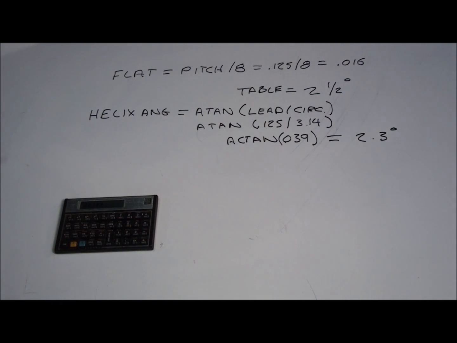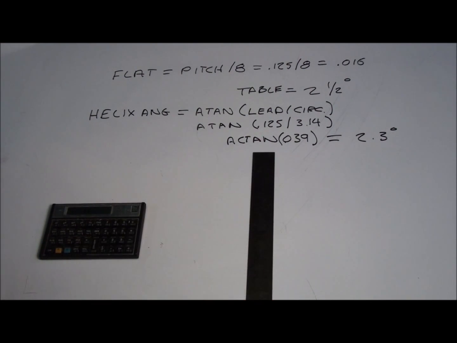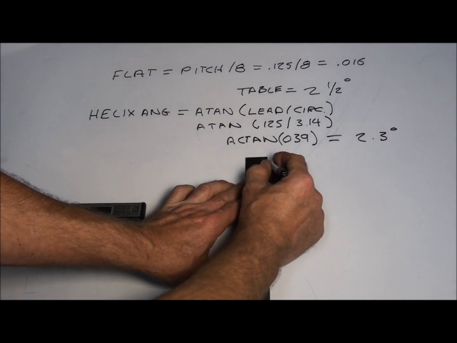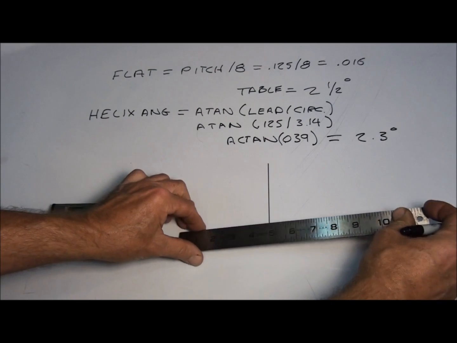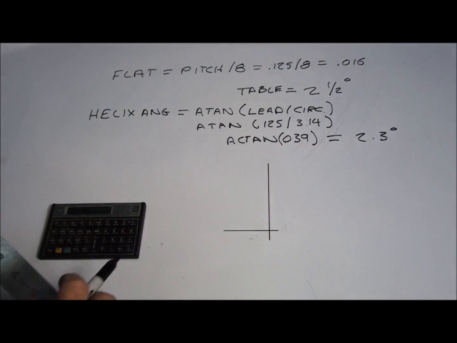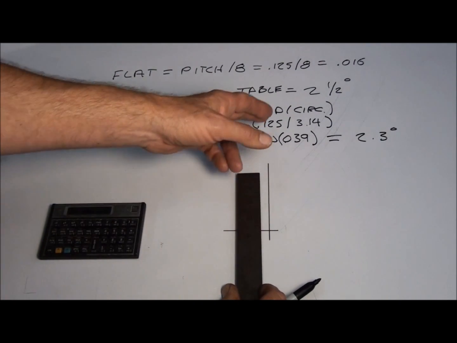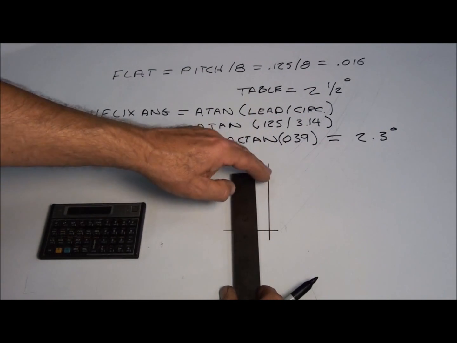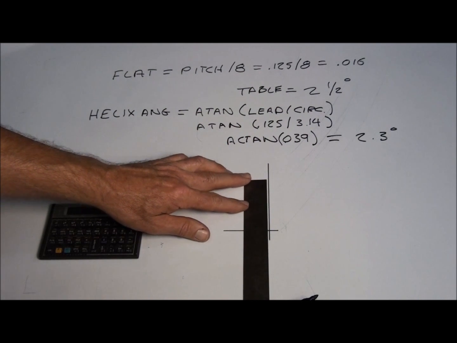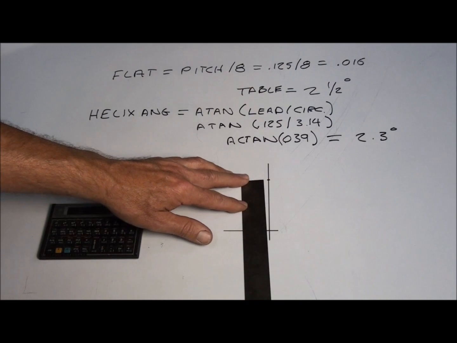Alright, a third method. This is a pretty cool method. It involves a little bit of drawing. All we do is draw a vertical line and a horizontal line. And on the vertical line, we put a mark the distance of the circumference of the thread up the line. Well, the circumference of our thread is 3.14 inches. So let's put a little dot, 3.14 inches up the line, about there.